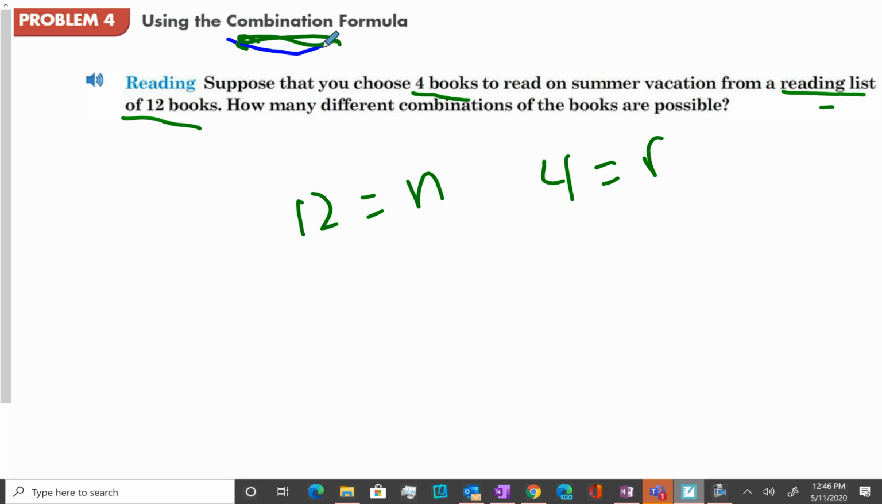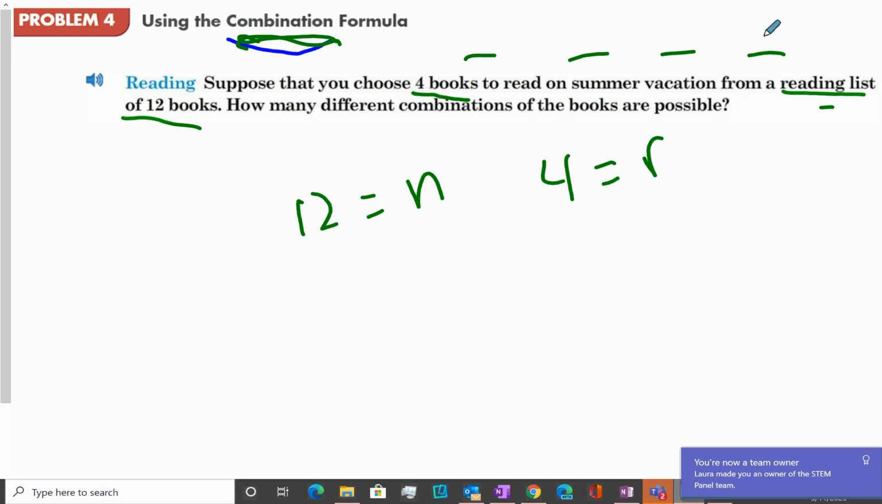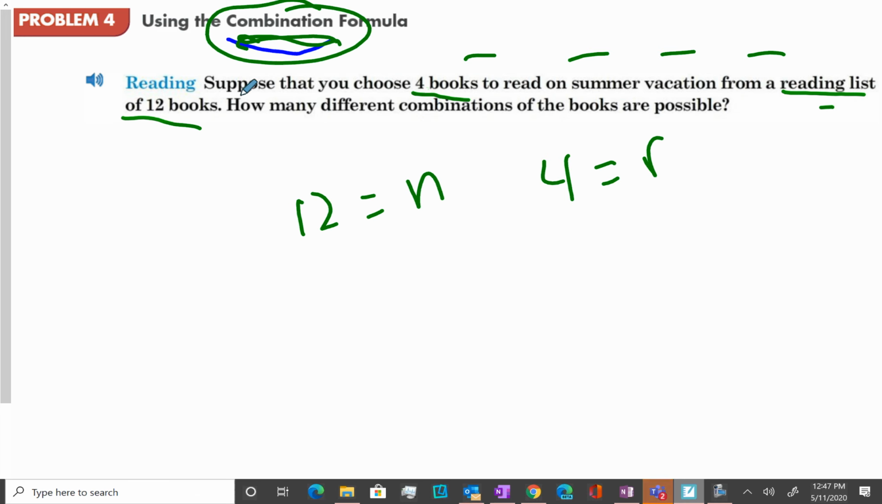Combination means order does not matter. So does it matter which book you read first, as long as you read all 4 of your books? Here it doesn't matter, right? Unless it's maybe a series, then maybe the order does kind of matter. If it's a series, you want to read them in order 1, 2, 3, and 4. But here, most likely the reading order is not going to matter as long as I read the 4 books. So this is a combination because order doesn't matter.